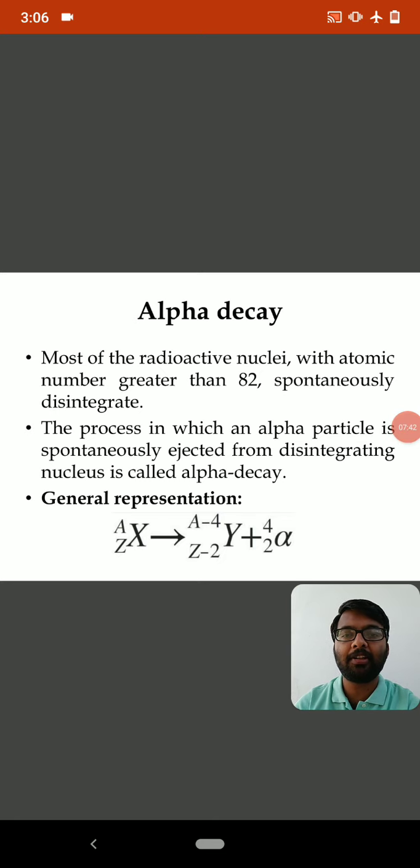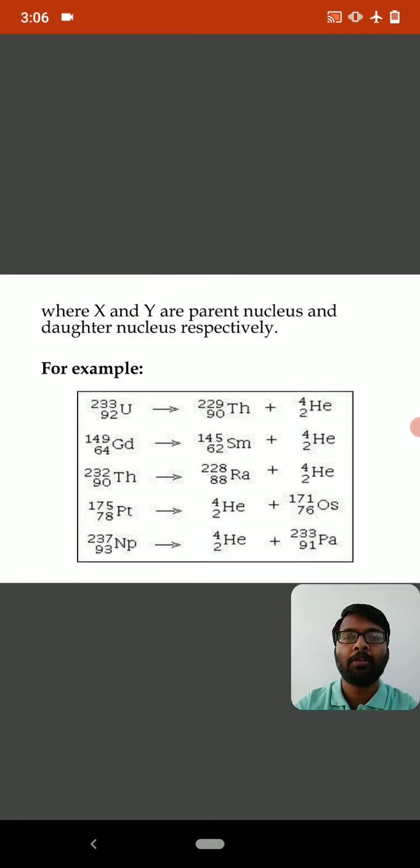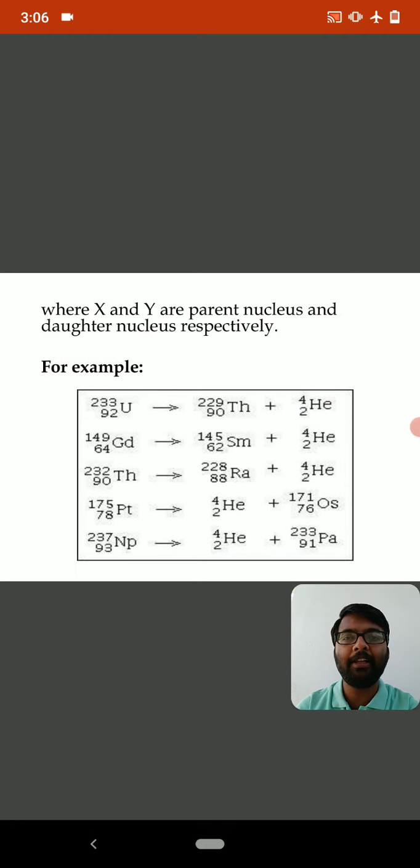This is the general representation of the alpha decay process, where X and Y are the parent nucleus and daughter nucleus respectively. We will consider some examples of this alpha decay process. The first one is uranium-232, which undergoes alpha decay to form thorium-228. Uranium-233 undergoes alpha decay to form the thorium-229 nucleus.